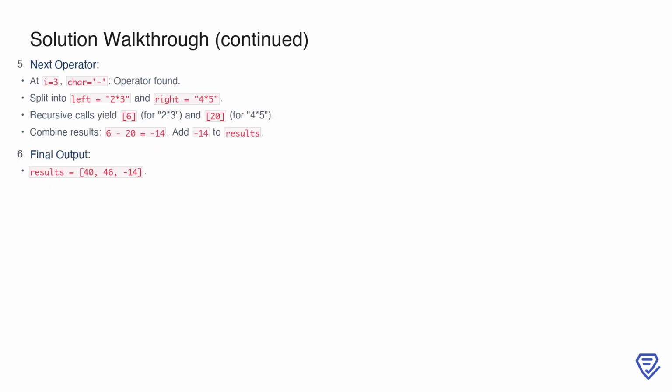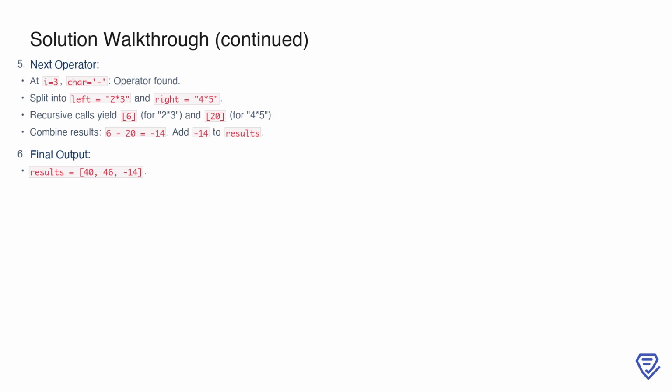Next, the function encounters the dash operator at index 3. The expression is split into 2*3 as the left subexpression and 4*5 as the right subexpression. Recursive calls for 2*3 identify the asterisk operator, splitting it into 2 and 3, which are processed to return 2 and 3. These are combined using the asterisk to give 6. Similarly, for 4*5, recursive calls return 20.